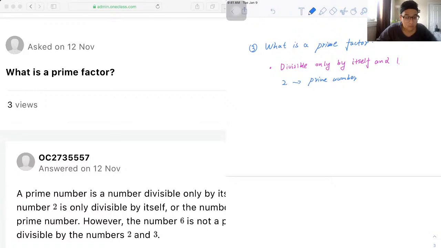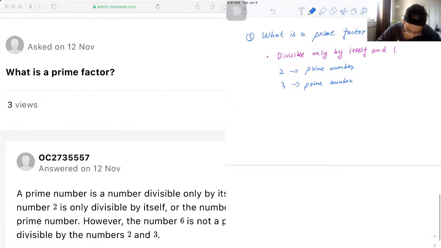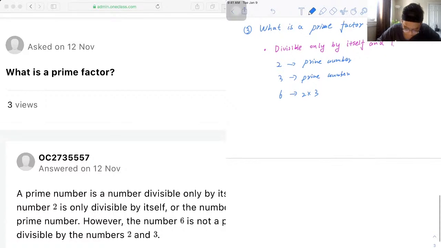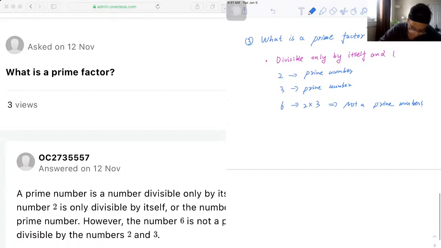So 3 is also a prime number, since 3 is only divisible by itself or the number 1. And let's say 6, because 6 is equal to 2 times 3. So 6 is not a prime number because it is divisible by the numbers 2 and 3. Right. So these are what we have for prime numbers.